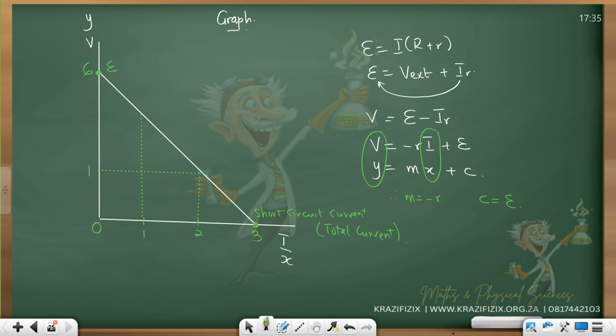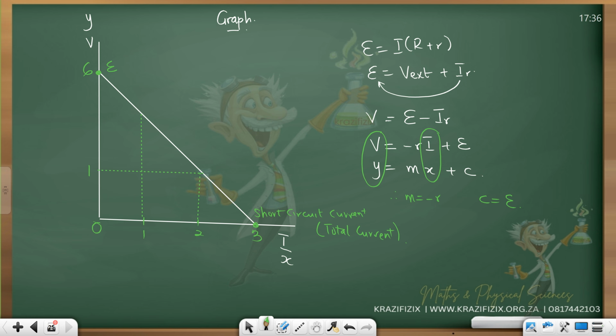Now look at this. The examiner says, what is the EMF? 6 volts. What is the total current in this circuit? 3 amps. When the current is 2 amps, what is the lost volt? Remember, when the switch is opened, we measure EMF, right? When we close the switch, what happens? There is a drop. The EMF becomes the V external, but we lose a particular value. So look at this. What is the lost volt when the current is 2?